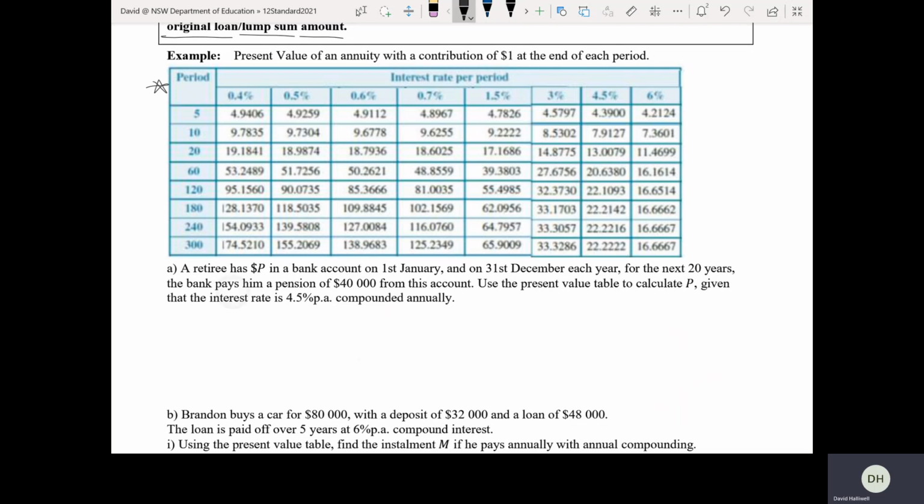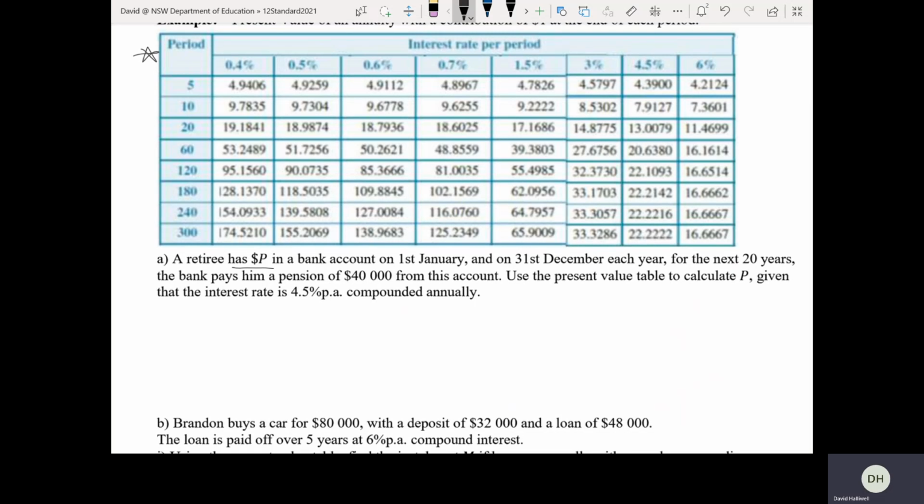Here's the first question. A retiree has P dollars in the bank on the 1st of January, and on the 31st of December each year for the next 20 years, so 20 times, the bank pays him a pension of 40 grand from the account. Use the present value table to calculate P. Basically, we want to work out the amount that the retiree had at the beginning, right at the beginning, before we started taking out those 40 grand at the end of each year.